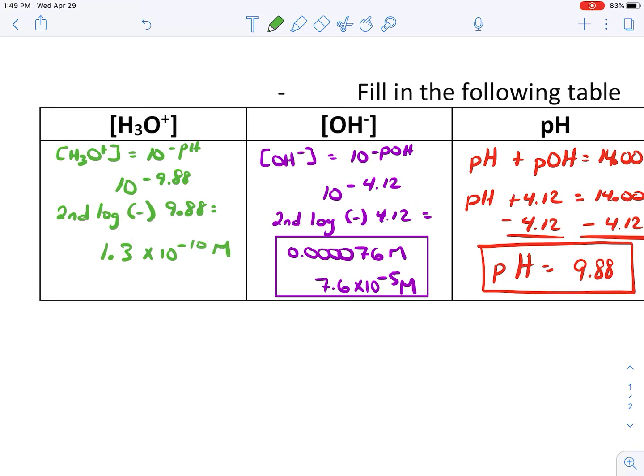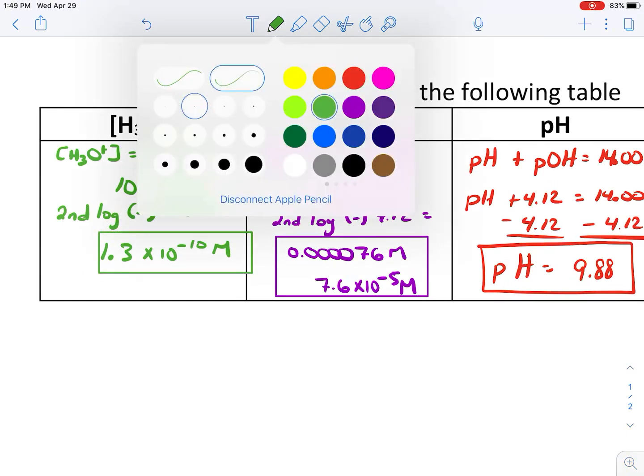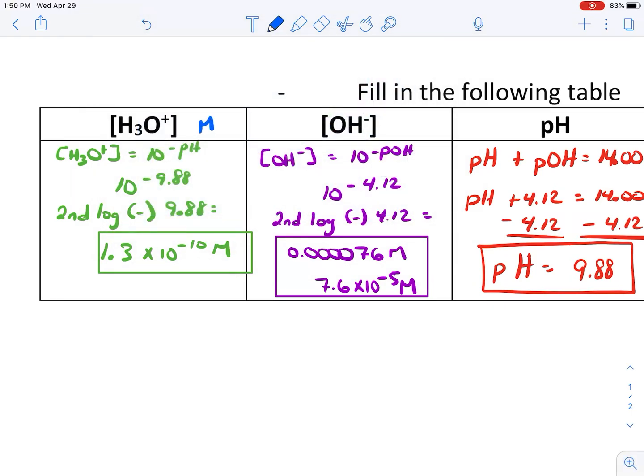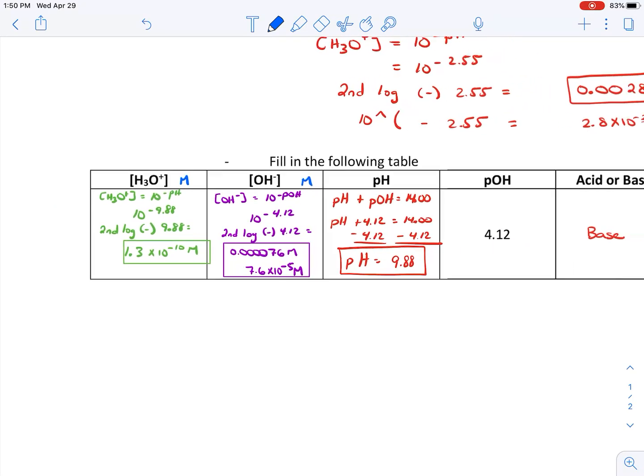Remember, our label on that is molarity. Our label on these concentrations should be molarity. So anytime we have concentrations here, we should have M there and M there. No label on pH or pOH.